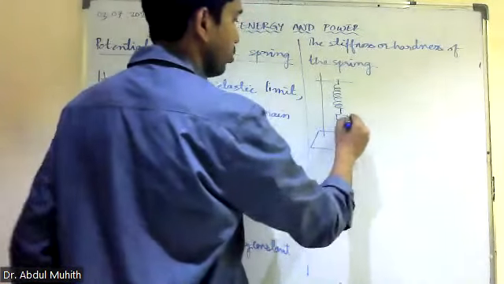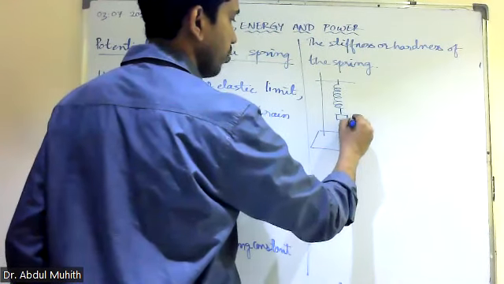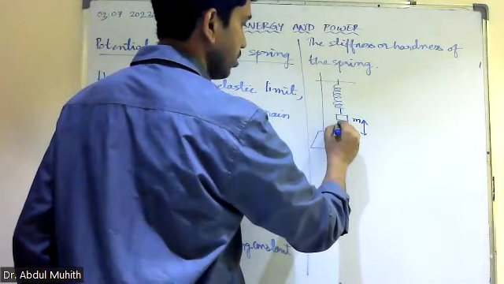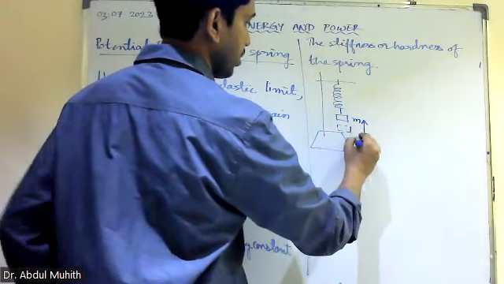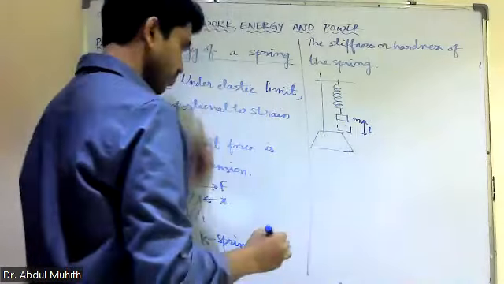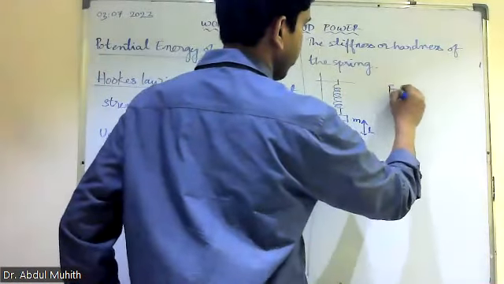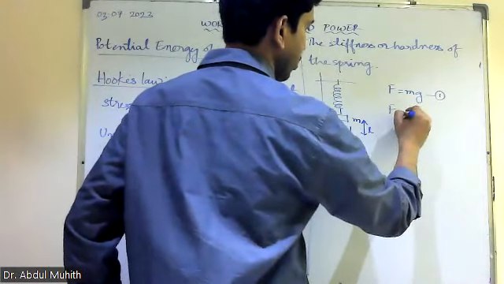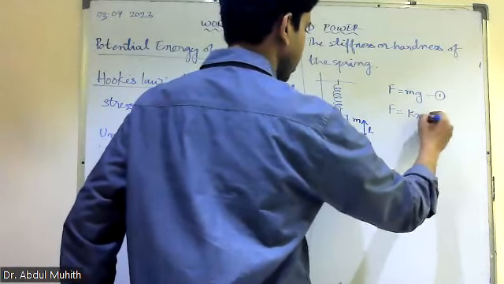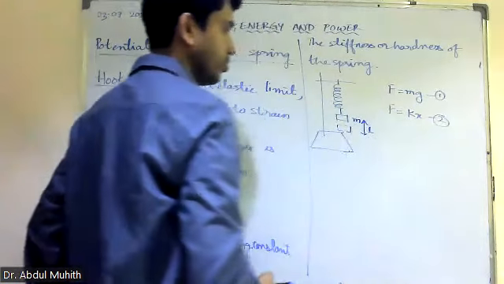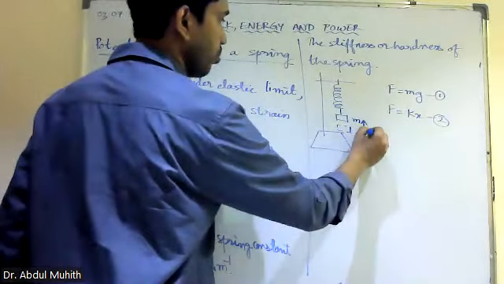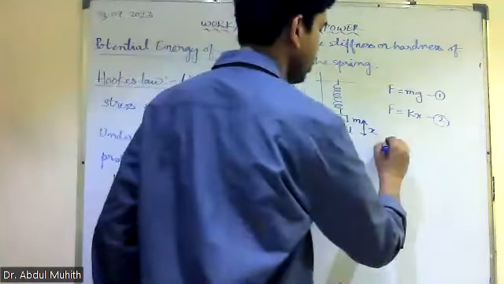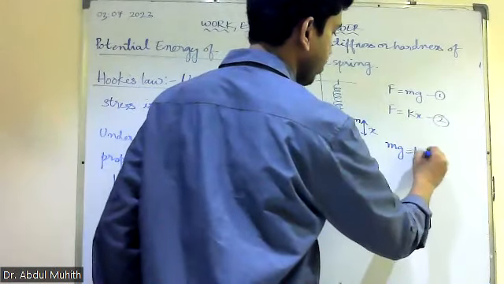So what happens? When you put the mass, there is elongation in the spring. So x is the elongation of the spring. F is equal to what? F equal to mg. This is equation number 1. F is equal to minus kx, or kx. Equation number 2. The x is the displacement. When you put mass, there is some displacement. Then equate both of them. mg is equal to kx. This is the way we calculate the spring constant.